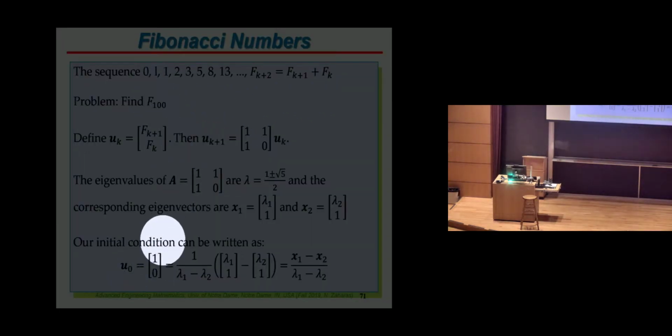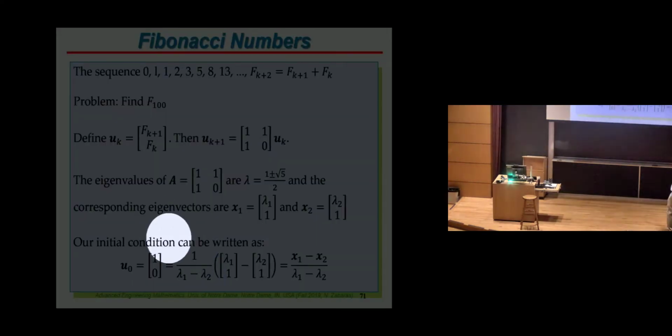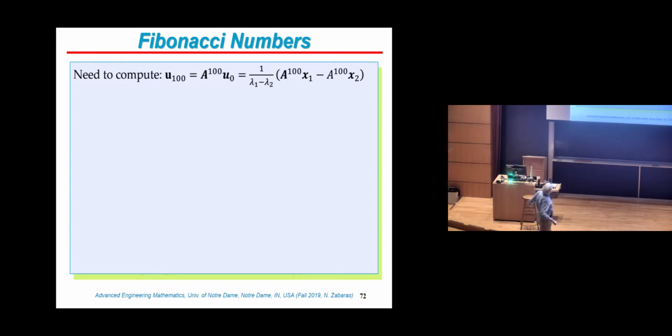So you can show that the vector u0 can be written in terms of the eigenvectors. You can immediately see from this formula, if you put the two eigenvectors, lambda 1 minus lambda 2 divided by lambda 1 minus lambda 2 gives you 1, and 1 minus 1 gives you a 0. So effectively, the initial condition is nothing else but the first eigenvector minus the second, divided by lambda 1 minus lambda 2. Okay, I'm done, because u100 is immediately given by this nice formula.